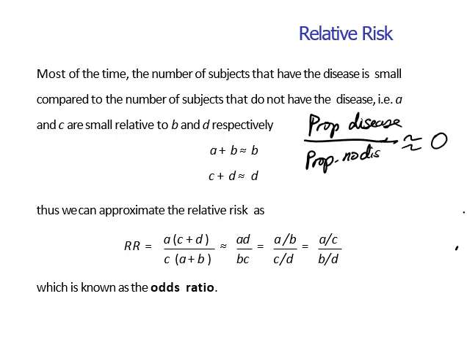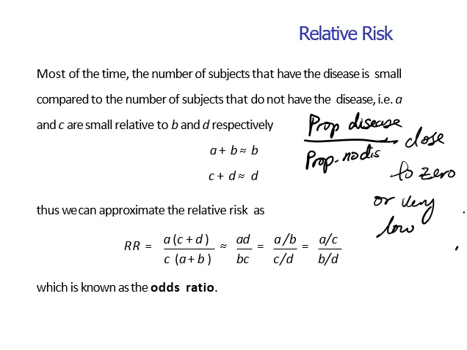Which also means that if that's the case, A, those that have the condition, plus B is almost equal to B. C plus D is almost equal to D. Almost equal, approximate. Okay. In fact, I should really say that this number is close to 0, or very low. Okay, otherwise as a society we're in trouble.